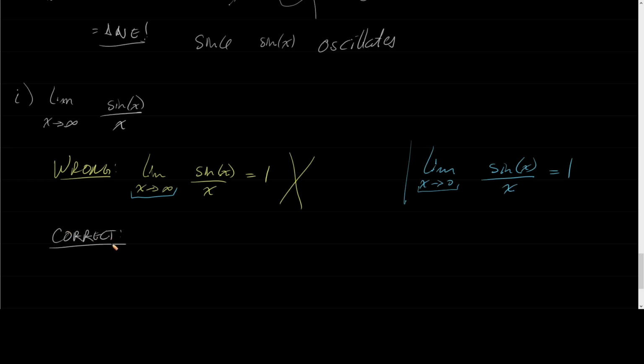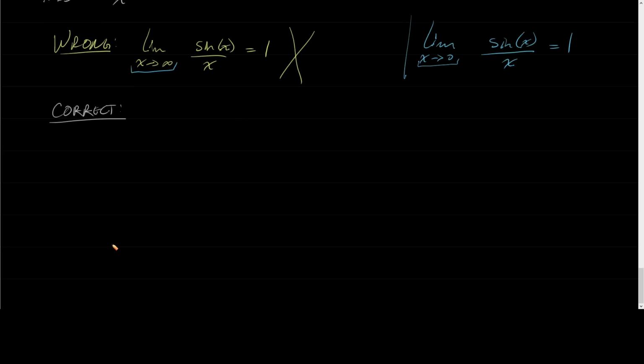Well, in here, consider the following. All right, so consider that sine of x is bounded between -1 and 1. Sine of x is always between -1 and 1. This tells us that if I divide by x, -1 over x is less than sine of x over x is less than 1 over x.